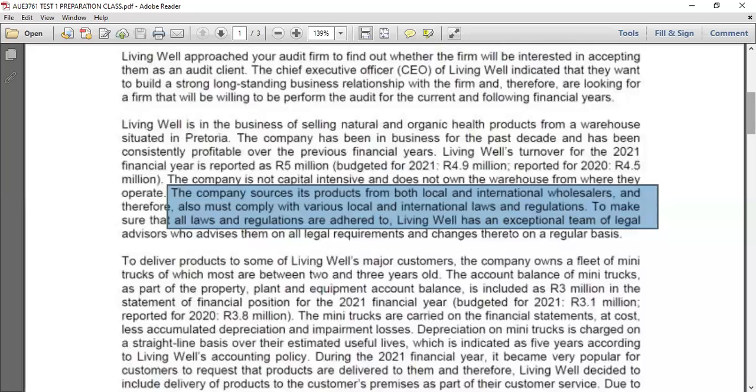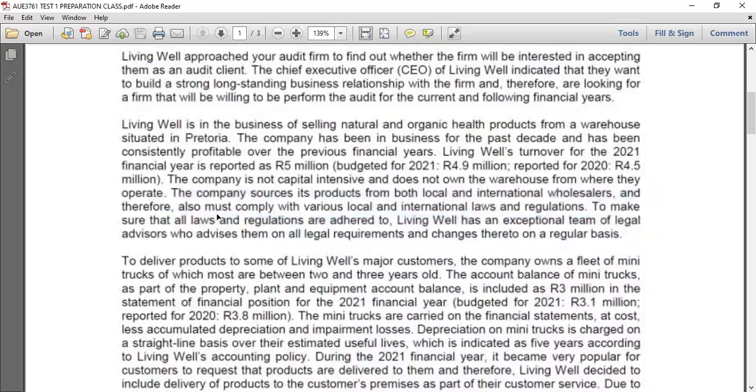Then they also said assess the risk. The risk is likely to be high, because they buy a lot of things from the outside. Then we also have laws, compliance with various laws and regulations. That can also create complexity in the financial statements.